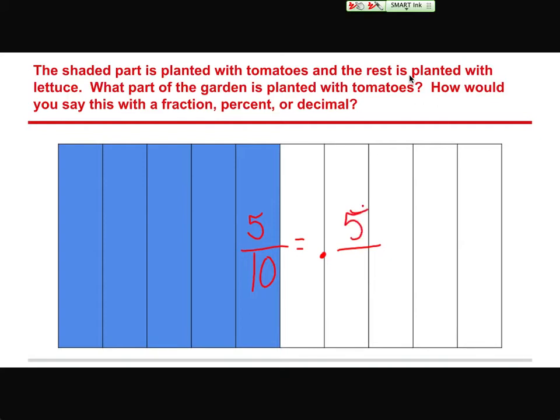The whole garden is 100%, right? Is the whole garden planted with tomatoes? How much of the garden is planted with tomatoes? Noah? Half. Percentage-wise. So half would be equal to 5/10, right? Percentage-wise, 50%.